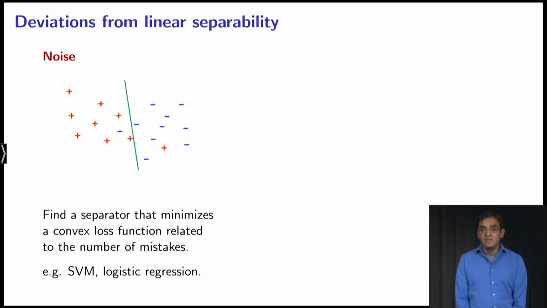But linear separability often fails, and there are two significant ways in which this might happen. The first is that the data is approximately linearly separable, but there are a few points that lie on the wrong side. That's the situation shown over here. There's a linear classifier that's almost perfect, but there's one plus point on the wrong side and one minus point on the wrong side. Situations like this can be dealt with very easily using the soft margin SVM, for example.